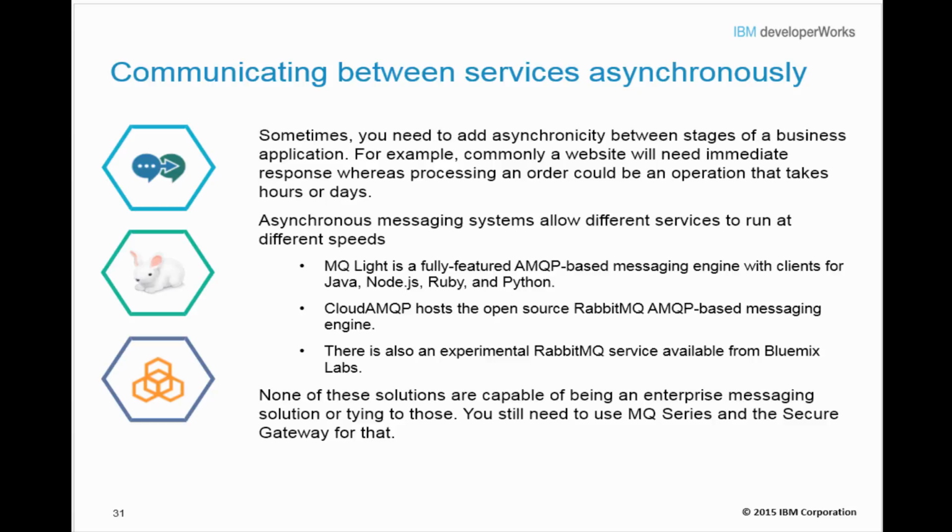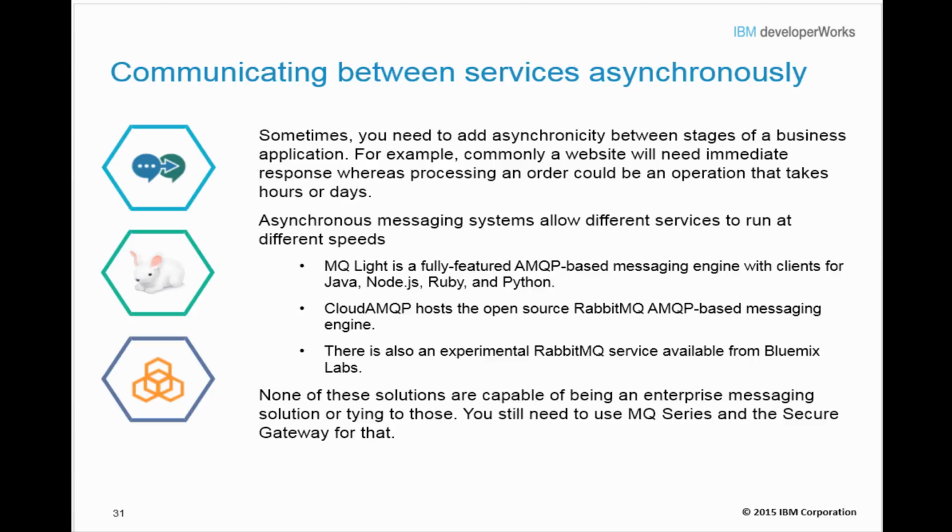The first that I'm going to recommend is MQ-Lite. MQ-Lite is a fully featured AMQP-based messaging engine with clients for Java, Node, Ruby, and Python. It is our premier solution in this space, and it's probably the best, easiest one for you to use.